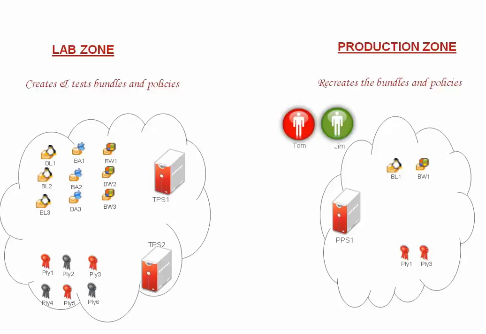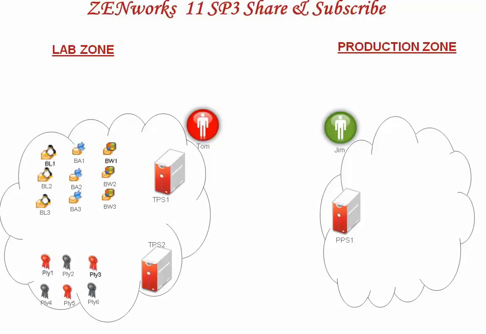To solve such issues, ZENworks 11 SP3 introduces the new Share and Subscribe feature that enables administrators to share and subscribe bundles and policies across multiple zones. The zone that shares the objects is called a sharing zone or a publisher, and the zone that subscribes to get the objects is called the subscribing zone. In this example, the lab zone is the sharing zone and the production zone is the subscribing zone.